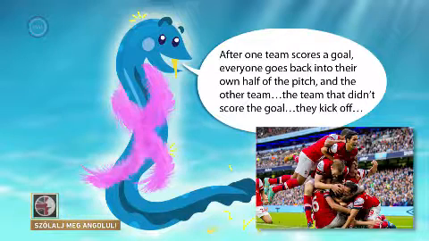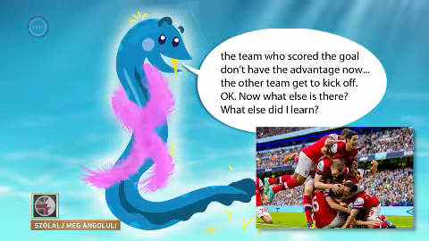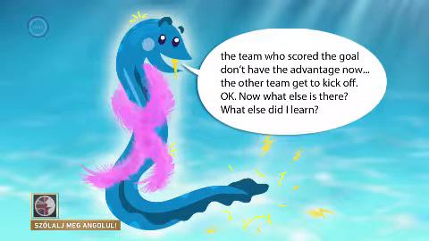After one team scores a goal, everyone goes back into their own half of the pitch. And the other team, the team that didn't score the goal, they kick off. The team who scored the goal don't have the advantage now. The other team get to kick off. Okay, now what else is there? What else did I learn?